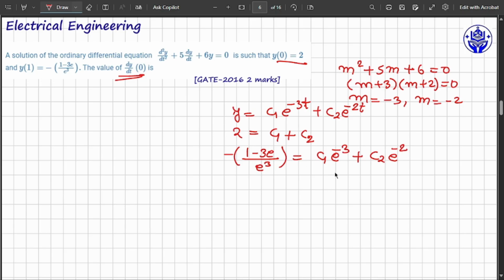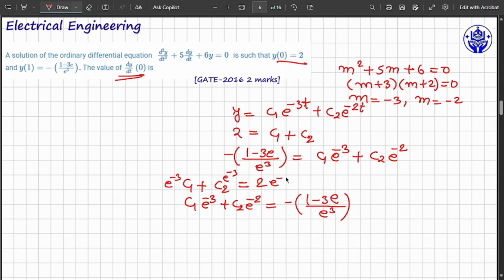Okay, if I'm going to solve these two equations, I can say that c1 plus c2 is equals to 2 and c1 e to the power minus 3 plus c2 e to the power of minus 2 is equals to minus 1 minus e upon e cube. And how can I do this? I will just multiply e to the power of minus 3 here. Then minus minus plus, this will get cancelled.